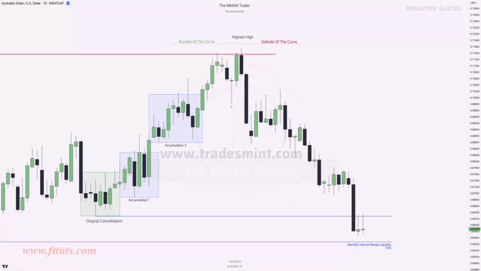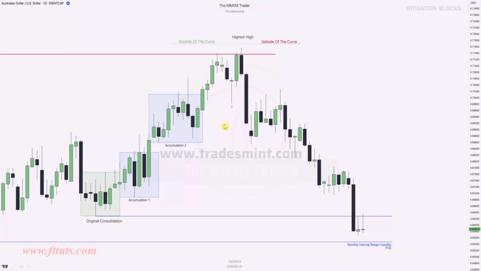Right? We've got an Australian dollar, US dollar daily chart, and we see a clear market maker sell model forming over here with this original consolidation, right? Accumulation phase number 1, accumulation phase number 2, and eventually taking out external range liquidity and making the highest high in this curve. So after we break structure, we know we are going to go into the sell side of the curve, highly likely, because we took out external range again, right? So we're expecting this bearish PD array.